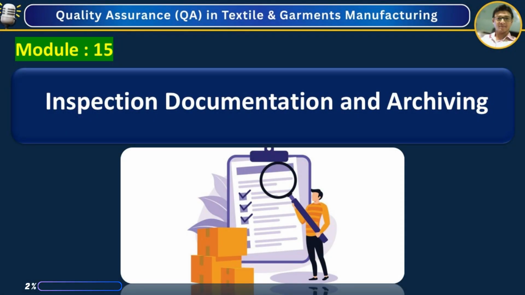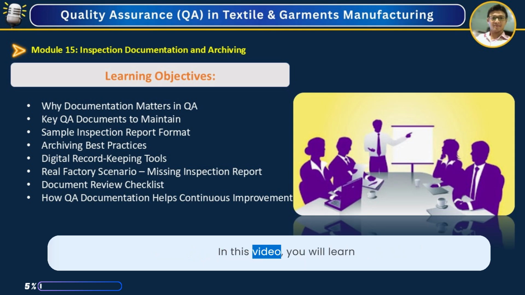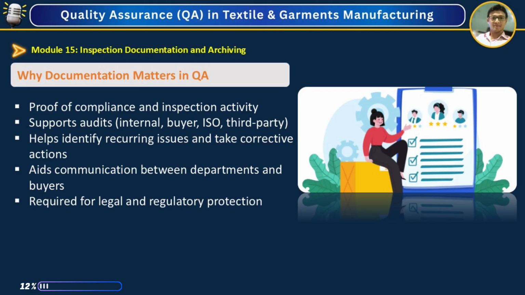In today's video, we will talk about Module 15, Inspection Documentation and Archiving. In this video, you will learn why documentation matters in QA, key QA documents to maintain, sample inspection report format, archiving best practices, digital record-keeping tools, a real factory scenario, a missing inspection report, a document review checklist, and how QA documentation helps continuous improvement.